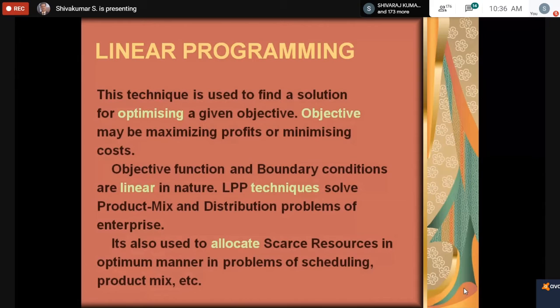LPP techniques solve product mix and distribution problems of an enterprise. These are complex problems, like product mix.